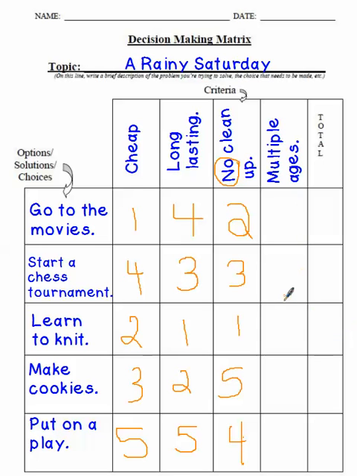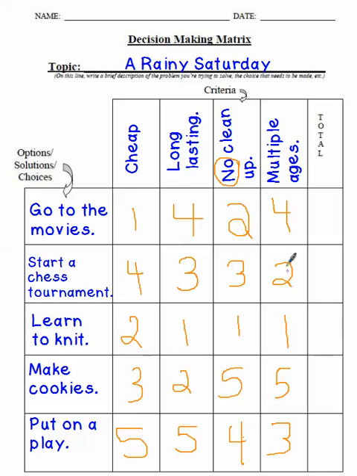For multiple ages, I think making cookies is something that lots of ages can do. Putting on a play can get a little sticky in terms of having younger kids join in. Going to the movies involves everybody, so I'm going to give that one a 4 and this one a 3. Starting a chess tournament, getting lots of kids involved in that is a hard thing to do. And learning how to knit might not be best suited for younger kids.